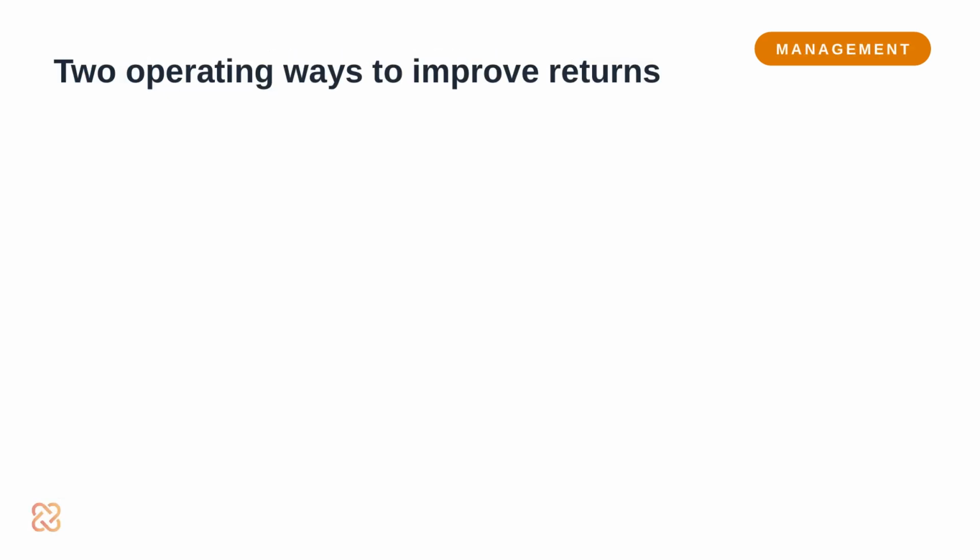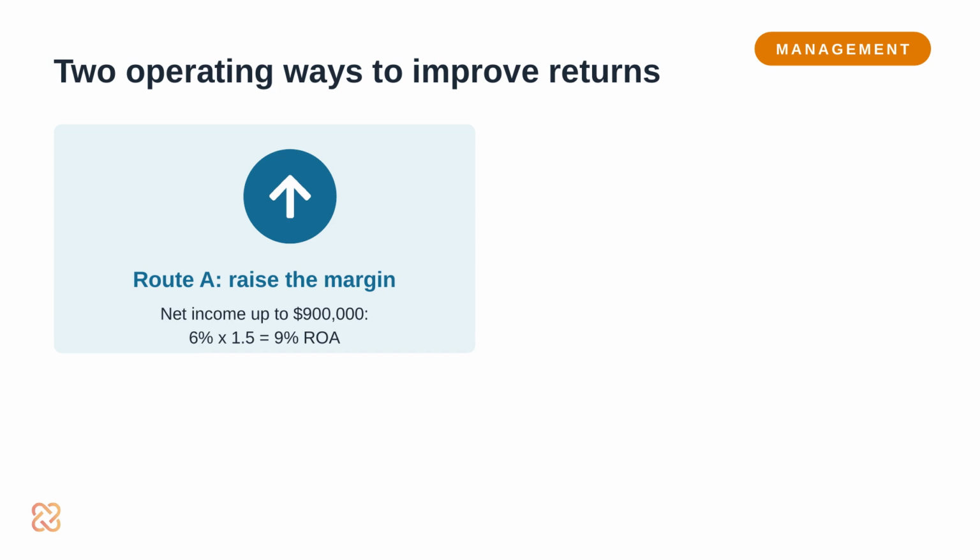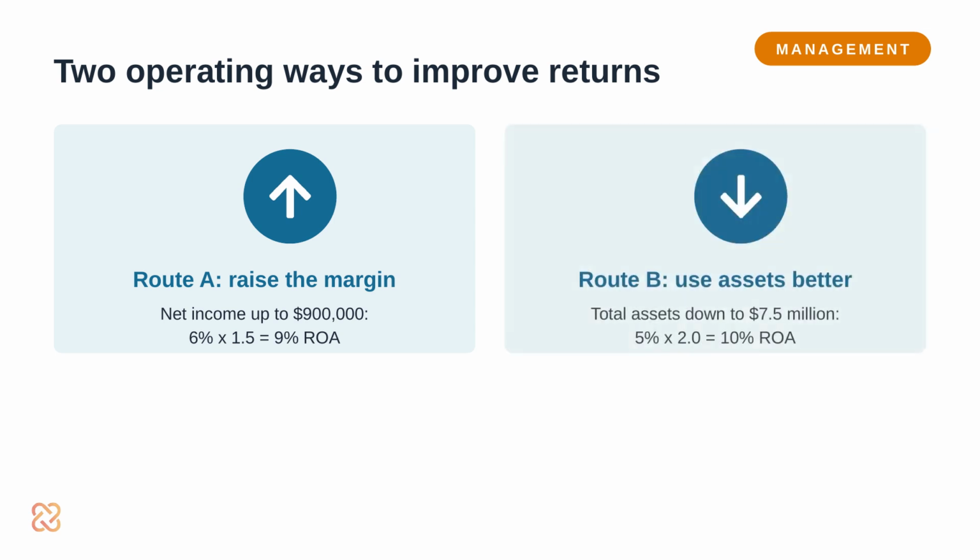If management wants to improve return on assets, the formula points to exactly two operational routes. The first is to raise the margin. Suppose net income rises from $750,000 to $900,000, with sales unchanged. The margin goes to 6%, and 6 times 1.5 gives 9%.